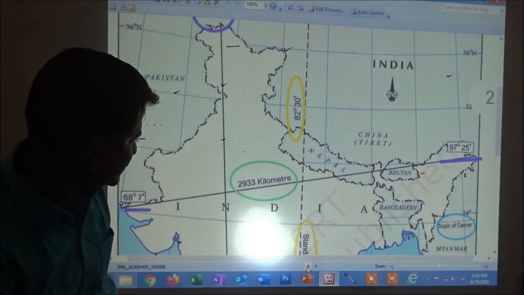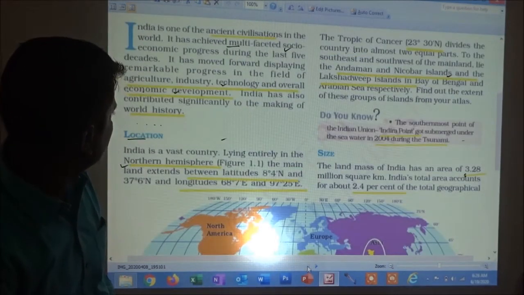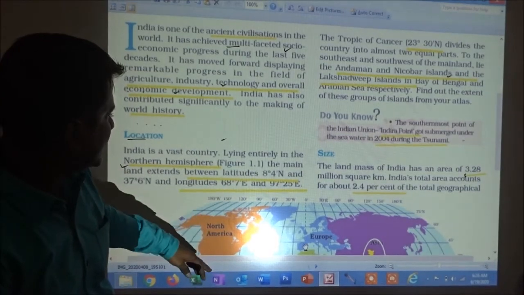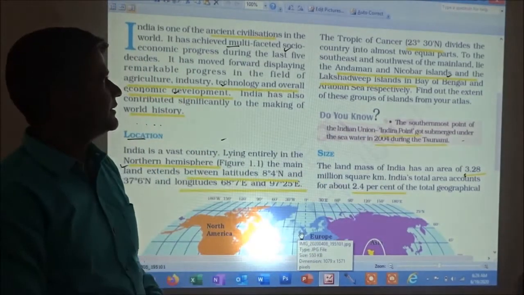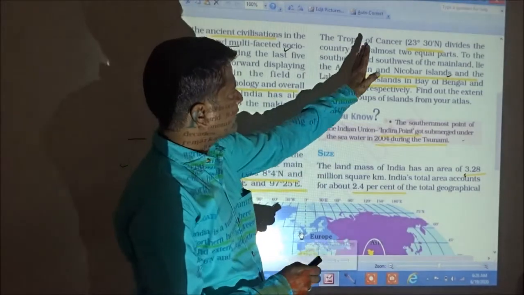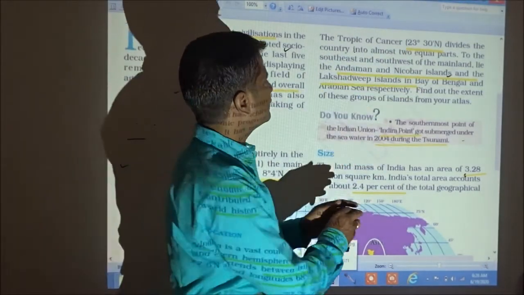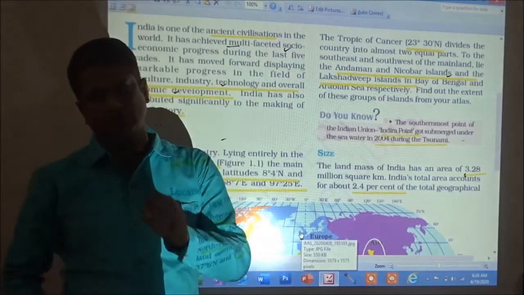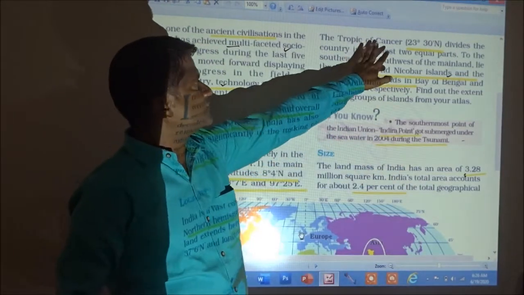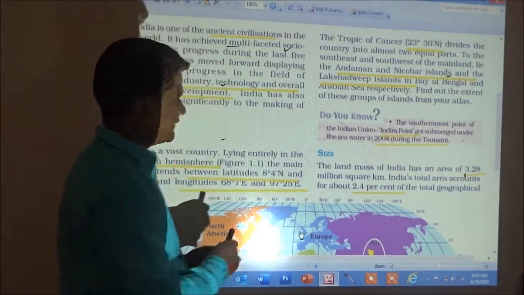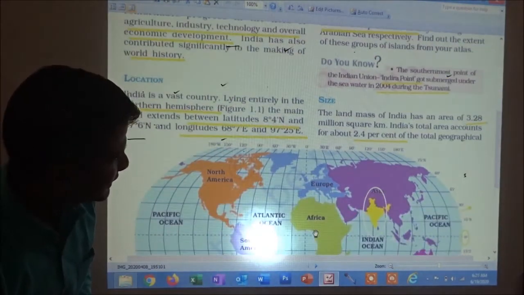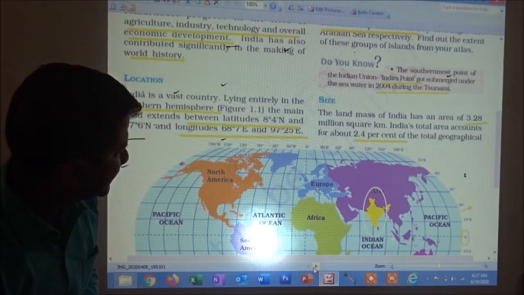We were discussing the location. So we discussed the latitude and longitude extent and the hemisphere. Now if we look again at the India map, we will find one more imaginary line, which is 23.5 degree north, called the Tropic of Cancer. This Tropic of Cancer divides our nation India into almost 2 equal halves.